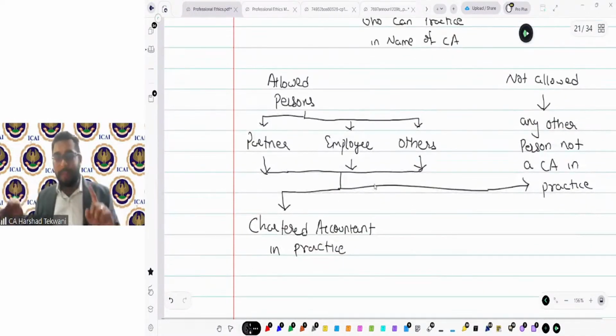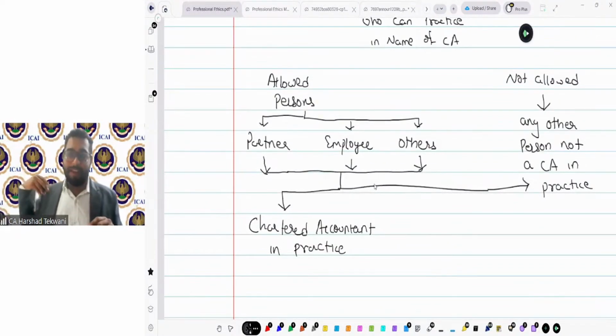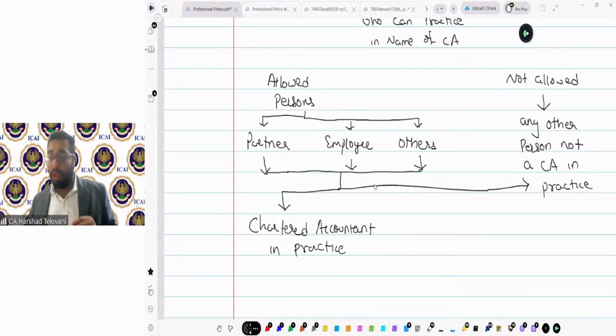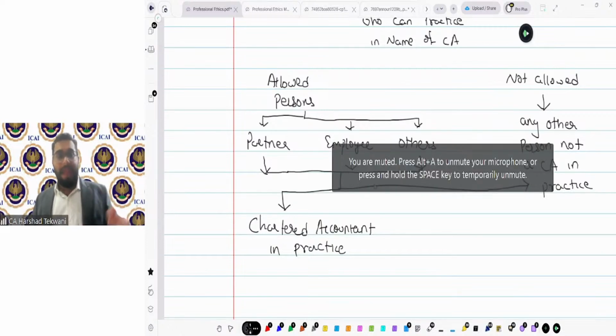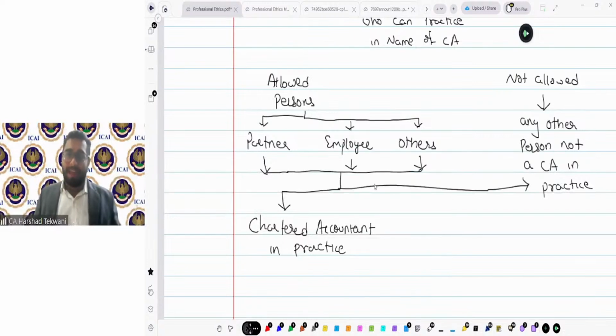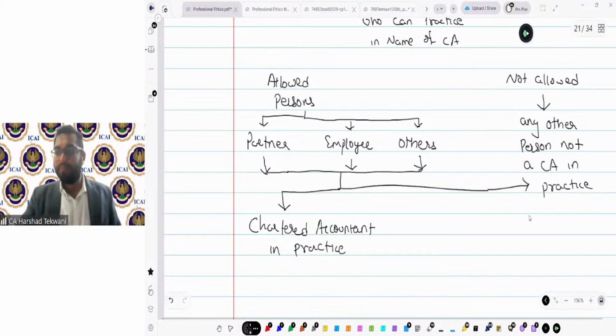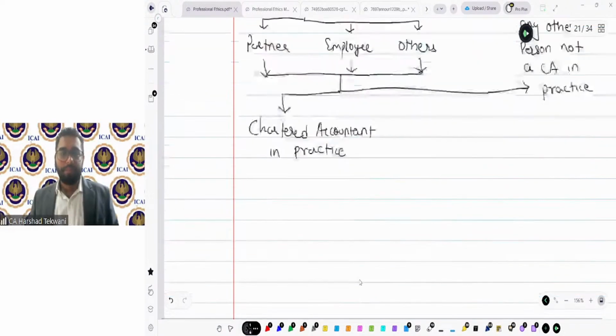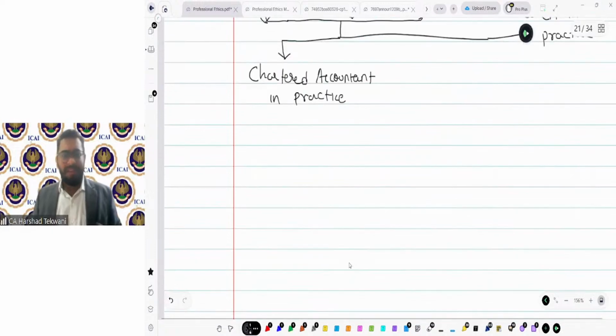So it covers both ways. One, any other person who is not related to me, if he is practicing in my name, then there is an issue. If they are partner, employee, or others related to me, but they are not CA in practice, again they are not allowed. That's clause one. Clause one is pretty simple.